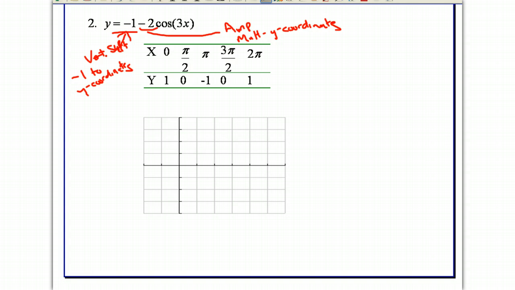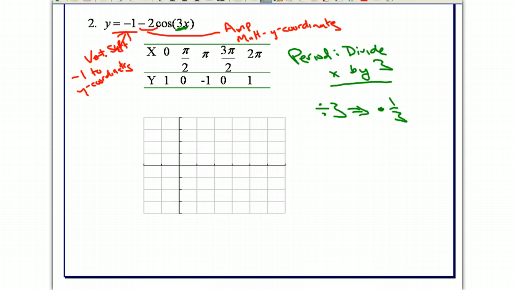And then inside with the x, we've got this 3. That's going to affect the period. And what I'm going to do with that is I'm going to divide the x-coordinates by 3. Okay, amplitude and period come first. Look back in your notes. So let's just do this division right now and get it out of the way. That's the most difficult one. I'm going to divide by 3. How do I divide by 3? That's the same thing as multiplying by the reciprocal 1/3.